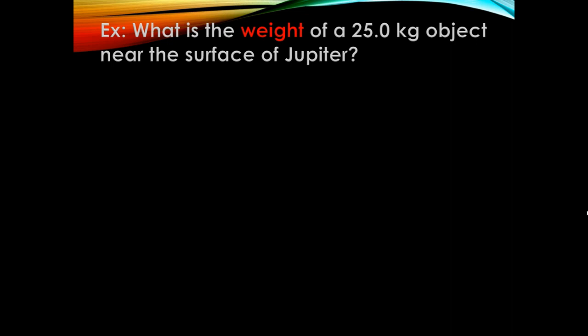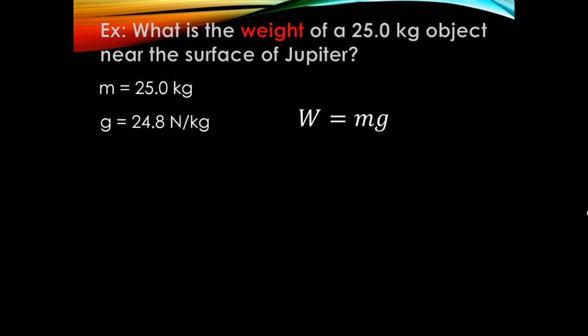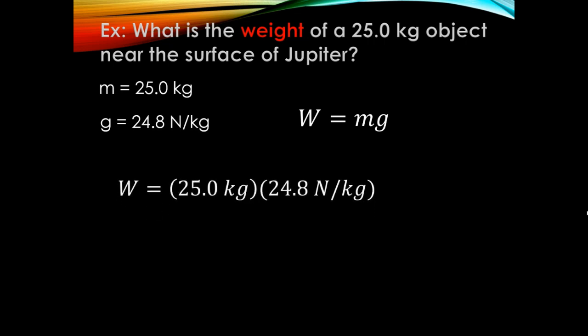This problem is the same, except that we are trying to find the weight of our 25 kilogram object on Jupiter. We were given the mass, and again, to find the weight, we need to know the mass and the gravitational constant. Since we're on Jupiter, we can go look that up. It was 24.8 newtons per kilogram. We're going to set this up the same way. We take our mass of 25 kilograms and multiply it by 24.8 newtons per kilogram, and we get 620 newtons.